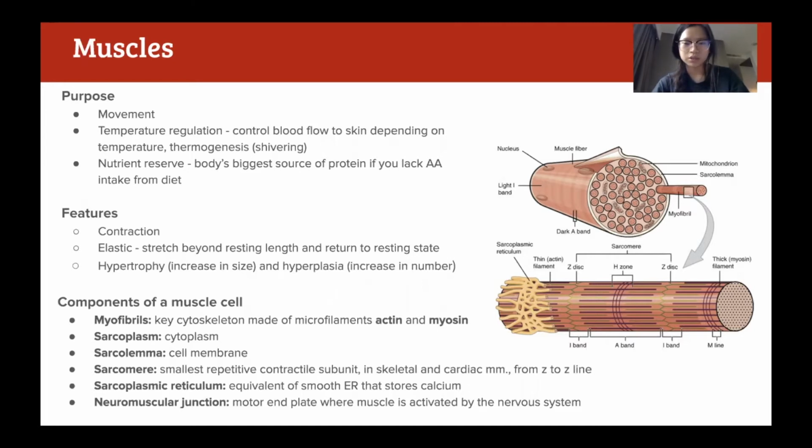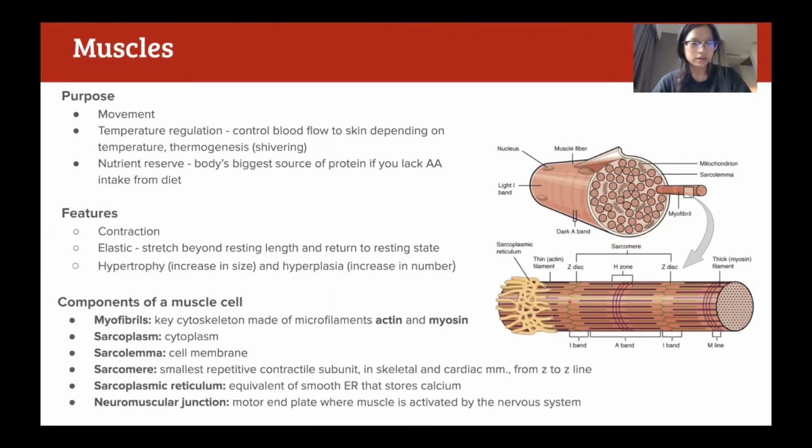The components of a muscle cell are myofibrils. These are the microfilaments actin and myosin, and they're basically cytoskeleton. There's a sarcoplasm, which is the muscle form of cytoplasm, and the sarcolemma, which is the muscle cell membrane, and there's the sarcomere. They're the smallest repetitive contractile subunit, the smallest building blocks of muscles. They're found only in skeletal and cardiac muscles, and they range from Z line to Z line. If you look here, this is a sarcomere from one Z line to another Z line.